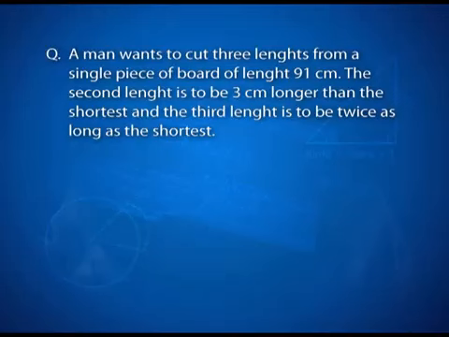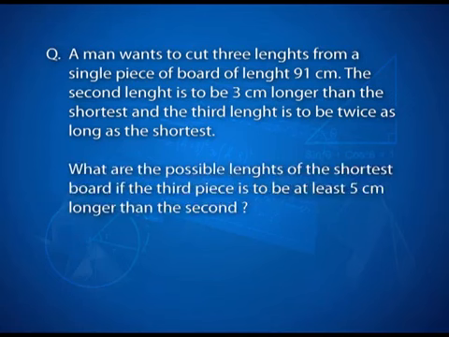One more example: a man wants to cut 3 lengths from a single piece of board of length 91 centimeter. The second length is to be 3 centimeters longer than the shortest, and the third length is to be twice as long as the shortest. What are the possible lengths of the shortest board if the third piece is to be at least 5 centimeters longer than the second one? Now, let us try and solve the problem.